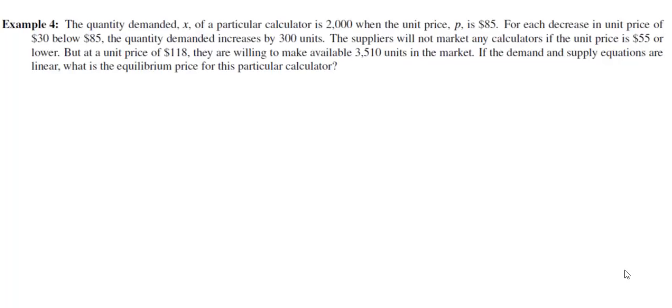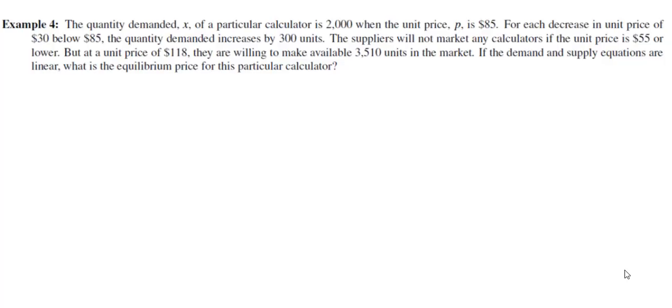Section 1.2, Example 4. The quantity demanded X of a particular calculator is 2,000 when the unit price P is $85. For each decrease in unit price of $30 below $85, the quantity demanded increases by 300 units. The suppliers will not market any calculators if the unit price is $55 or lower, but at a unit price of $118, they are willing to make available 3,510 units in the market. If the demand and supply equations are linear, what is the equilibrium price for this particular calculator?